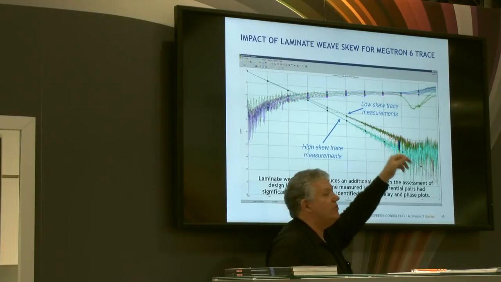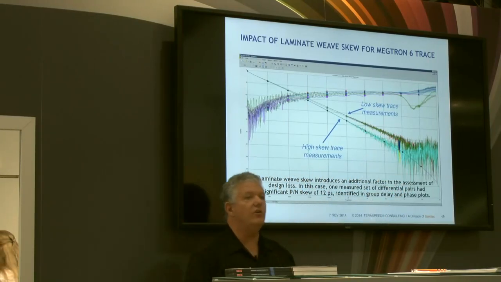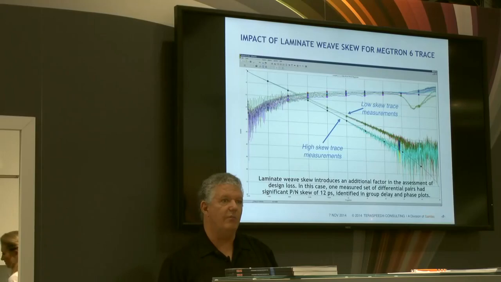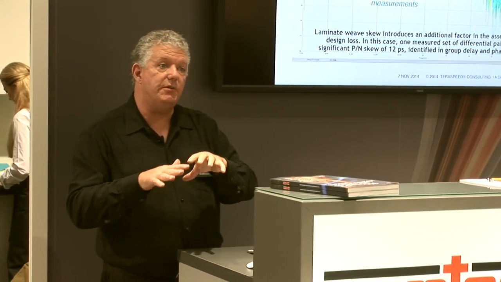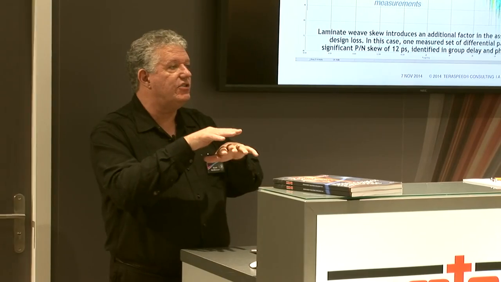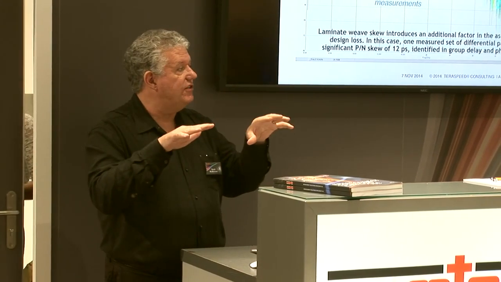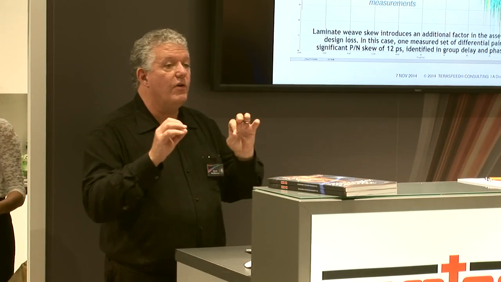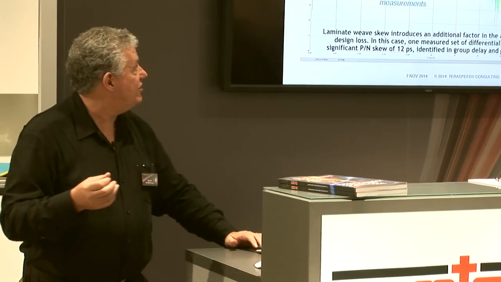So Megtron 6 was a low loss material, but as soon as we introduced skew, it's not so low loss anymore. So the skew actually reduced the effective performance of the material. So what we find is we can't just design for the materials, we have to design for low skew in order to effectively use these high-performance, expensive materials to their maximum.